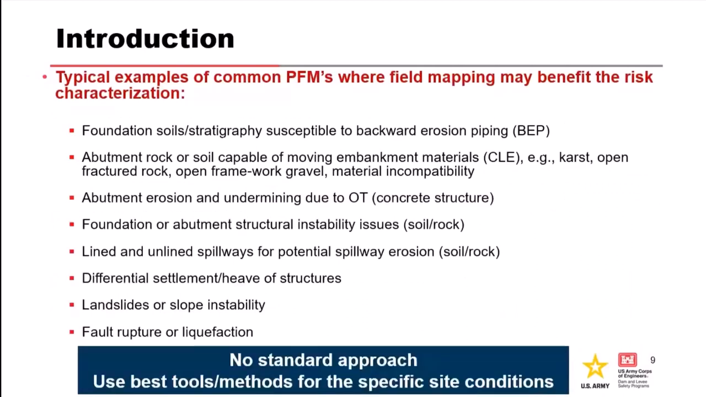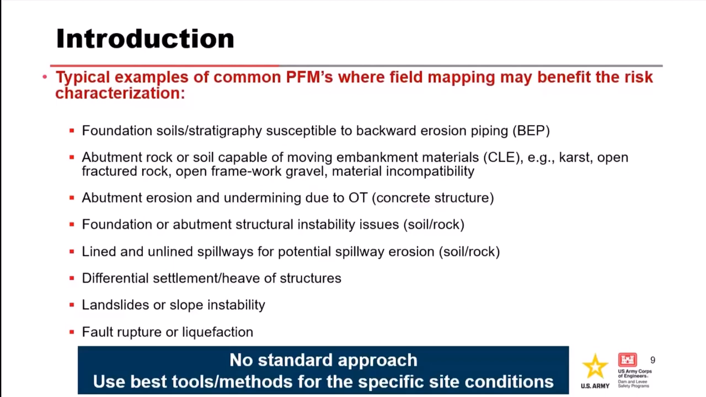All right, these are some examples of where field mapping may benefit the risk characterization. Say the soil stratigraphy and the foundation susceptible to backward erosion piping. Perhaps in the field or in a cut or stream or downstream, we can start to see some fluvial examples of the deposit, physical deposit. You can see the channelization. You can see the three-dimensionality of a deposit that may be buried under the dam.